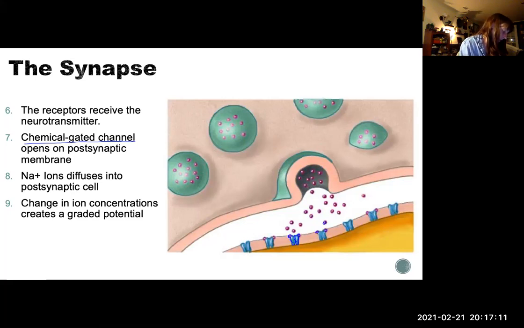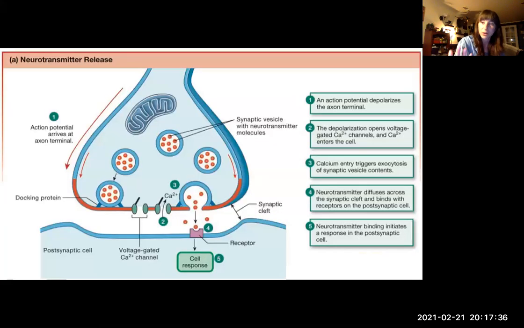Okay, so sodium ions are going to diffuse in, starting a graded potential, right? Which needs to be strong enough to reach the trigger zone in the axon hillock in order for an action potential to be generated in this neuron and passed on to the next neuron or cell, whatever it is. Okay, so those calcium gated channels, they can be up here too.